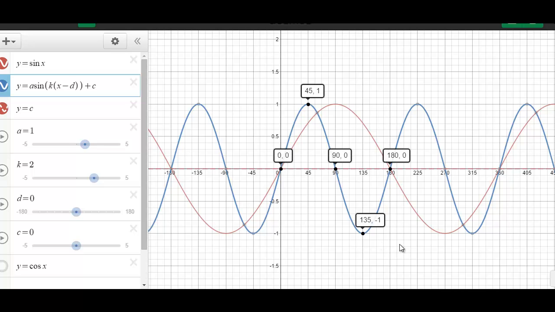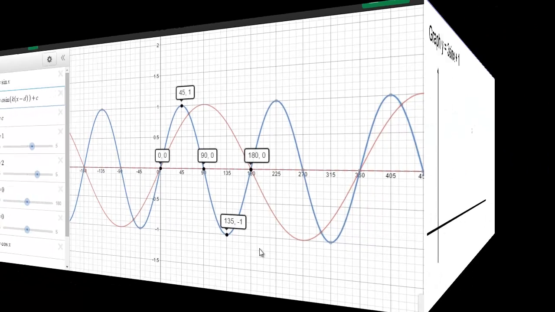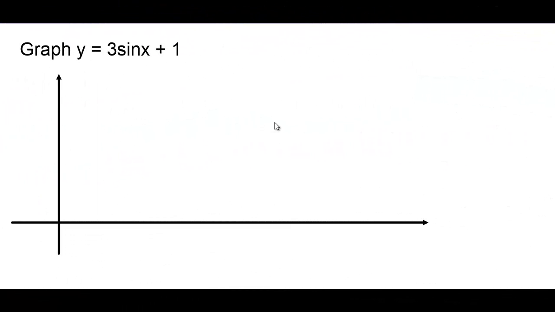Alright, enough of talking about this, let's actually graph some of these curves ourselves. The first graph we're going to try to create is y equals 3 times sine x plus 1. We can see that we have an a value here of 3, and we're going to be shifting up 1 unit. There aren't any other transformations here.